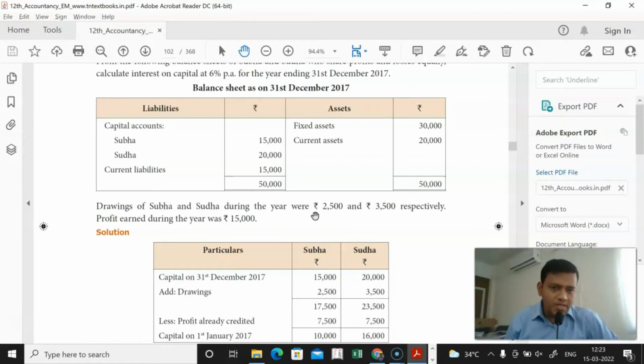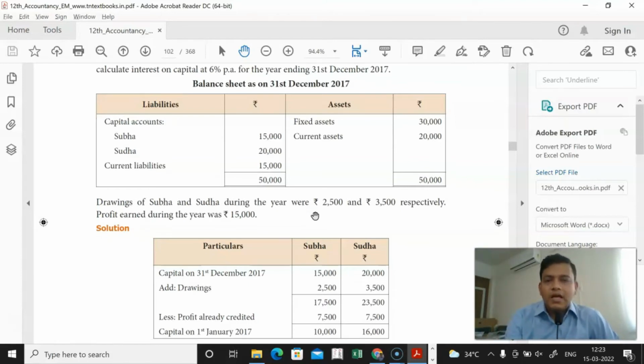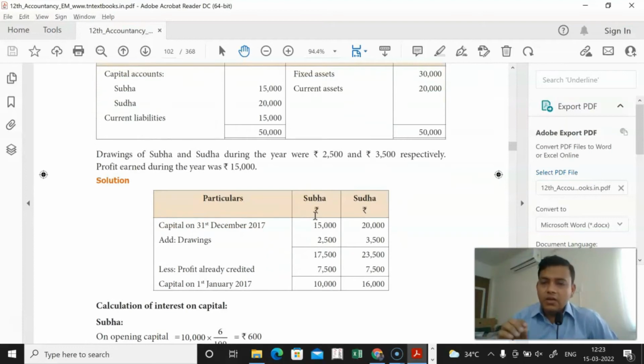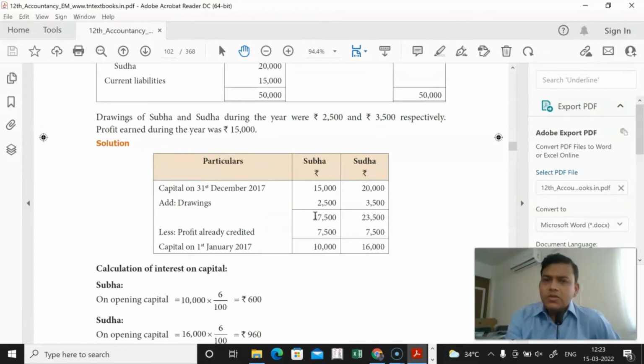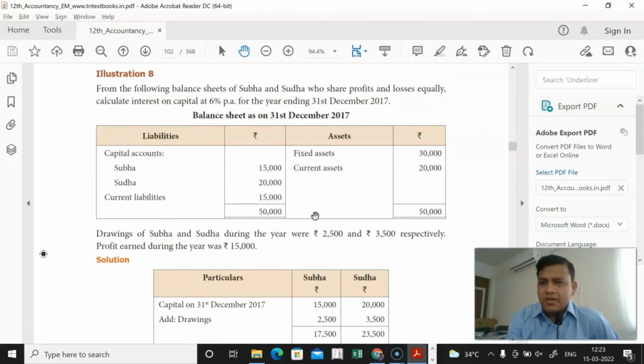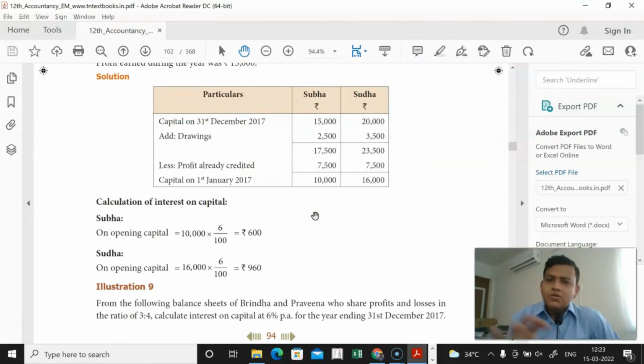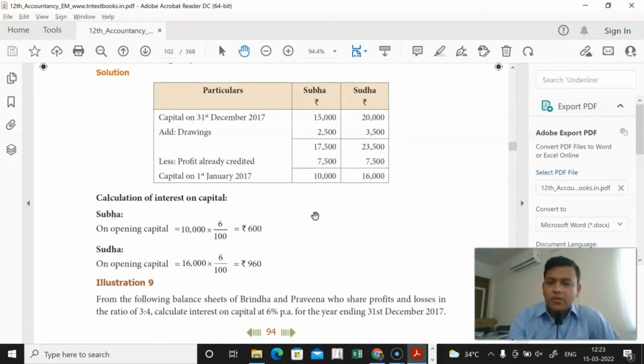ஏன்னா இந்த question-ல closing capital எல்லாம் கொடுத்திருக்காங்க. So that is the hint over here. So அந்த effect-ல you will find the opening capital, and from the opening capital you will find the interest. Okay, so they have given 6% interest calculate பண்ண சொல்லிருக்காங்க, interest on capital. So opening capital கண்டுபிடிச்ச உடனே 10,000 into 6 by 100 and 16,000 into 6 by 100. So this is your interest on capital.